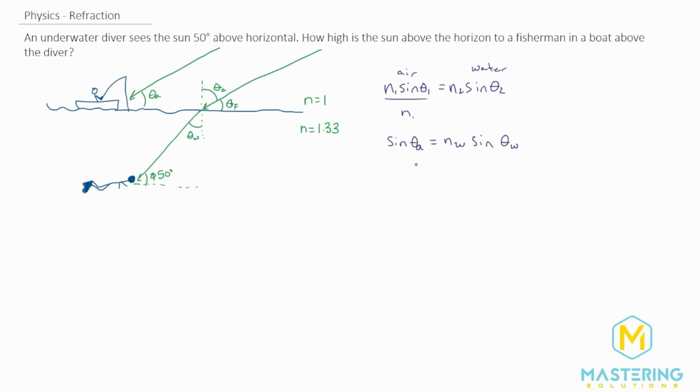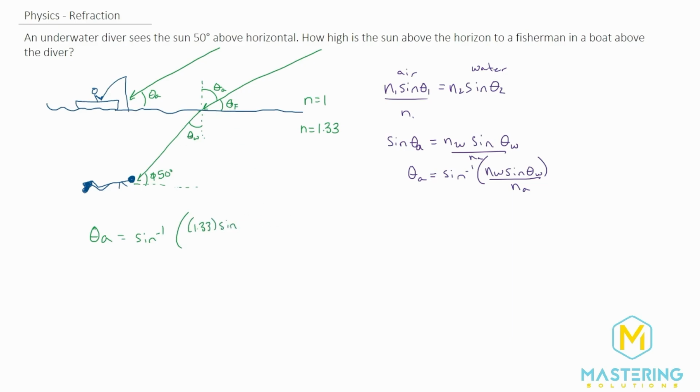And now to isolate theta air, we take the inverse sine, of course. So inverse sine of n water sine theta sub water all over n of the air. And this is n air. Now it's 1, obviously, so we don't have to put it in, but just to show you the algebra, that is the correct equation. So now when we plug in our numbers here, let's come over here so we have some space. So we have theta air is equal to the inverse sine of the n of water is 1.33 times the sine of the angle.